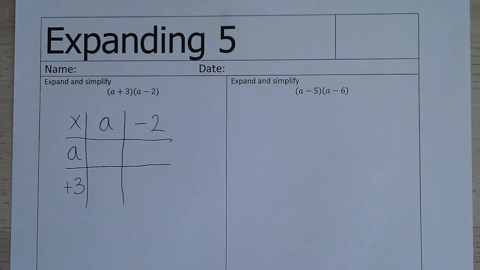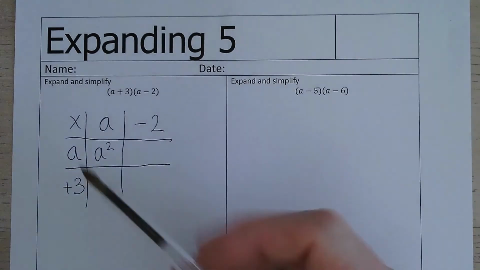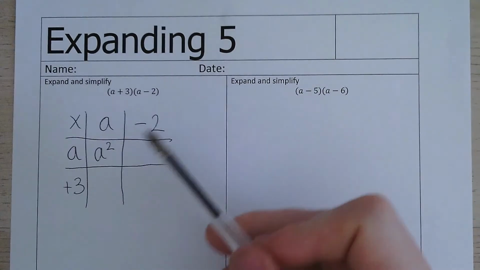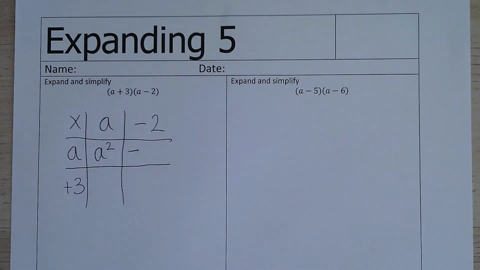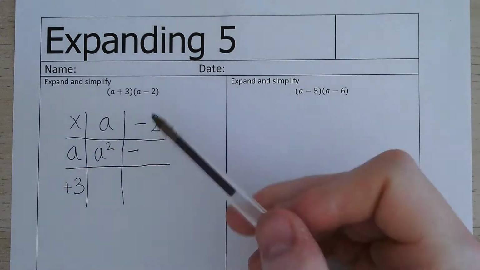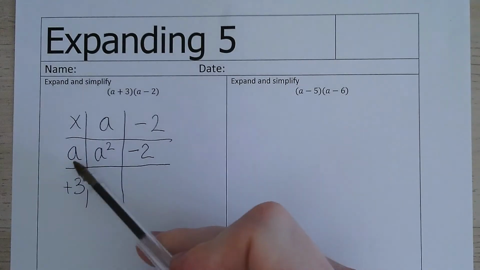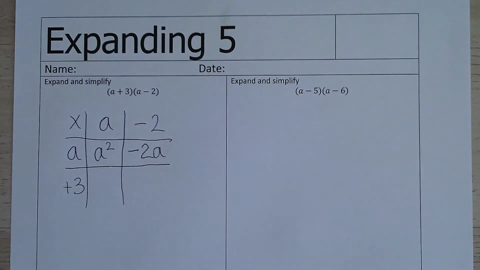Once we've filled in the outside of our grid method, we now need to multiply the terms together. A times A is A squared. A times minus 2 is next. First, we'll look at the symbols. I have one negative in this calculation, so there will be one negative after I multiply the terms together. 2 is the only number in this multiplication, so 2 will come next. And A is the only variable in this multiplication, so A will come next. So A times minus 2 is minus 2A.